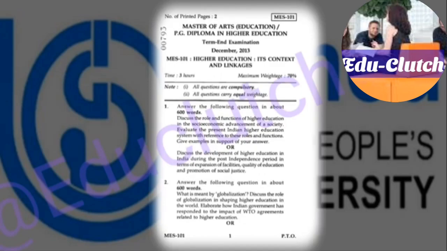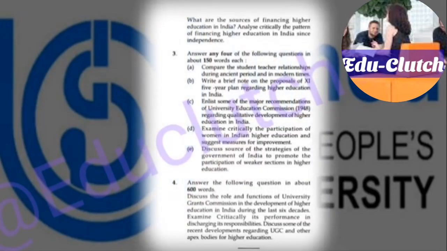First is, what is meant by globalization? Discuss the role of globalization in shaping higher education in the world. Elaborate how the Indian government has responded to the impact of WTO agreements related to higher education. The next choice is, what are the sources of financing higher education in India? Analyze critically the pattern of financing higher education in India since independence.